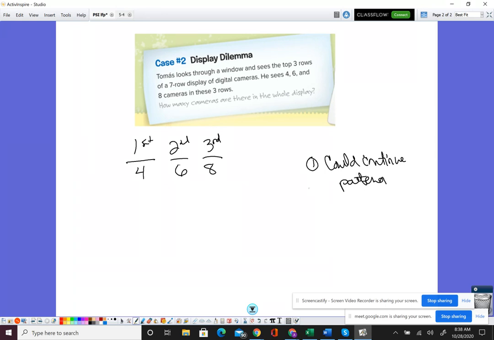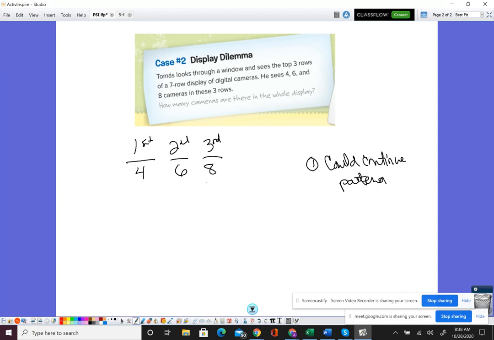We could see, is this a proportional display? No, these fractions don't reduce down to the same thing. So we're not going to use proportions. What else do we have in our strategy box for this one? Anyone think of anything else?